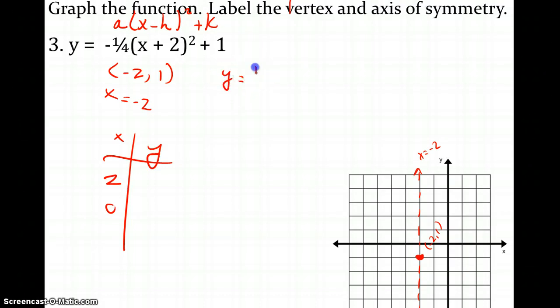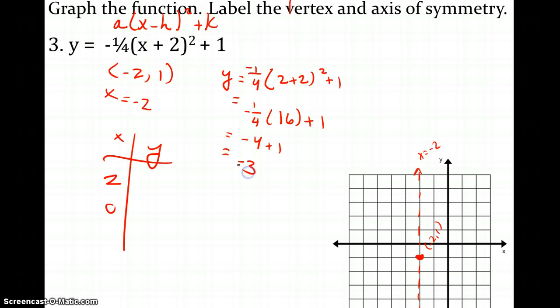So I have y equals negative 1/4 times, there's my negative sign, 2 plus 2 squared plus 1. Go ahead, check my work. I have negative 1/4 times 2 plus 2 is 4, and 4 squared is 16, plus 1. I'm looking at negative 4 plus 1. I see negative 3, which equals negative 3. So let's go ahead and graph that point. So 2 over and then down 3. 1, 2, 3, right here.